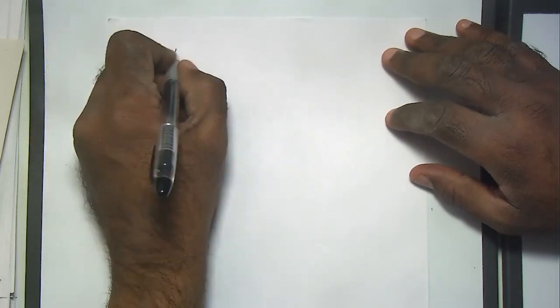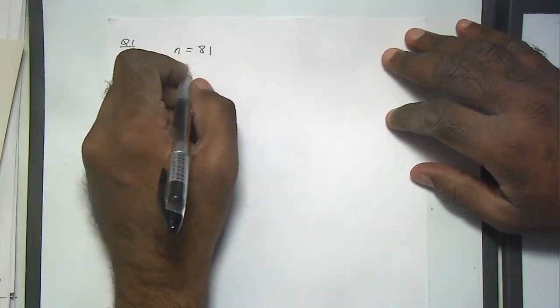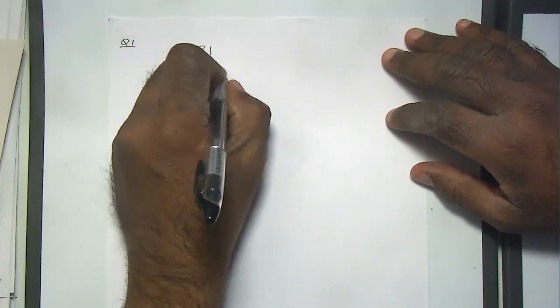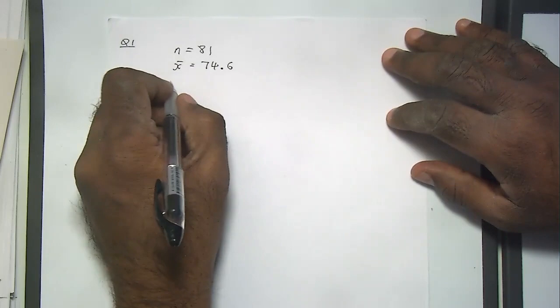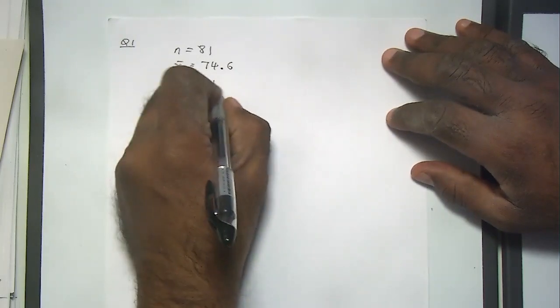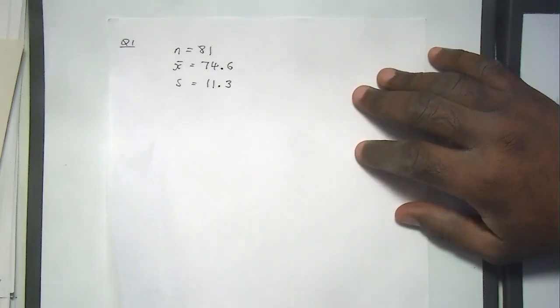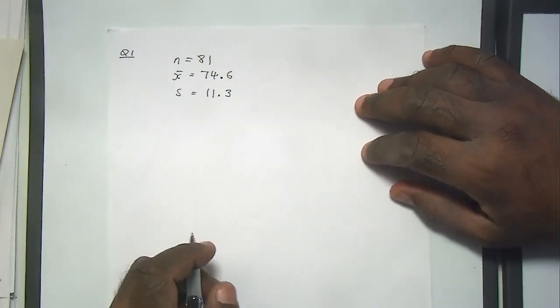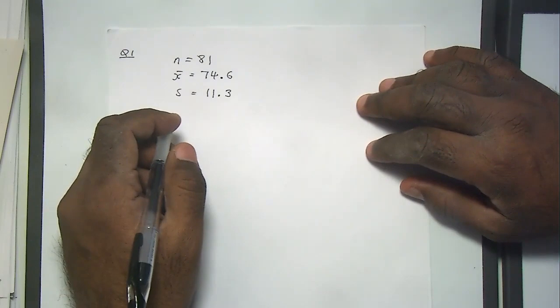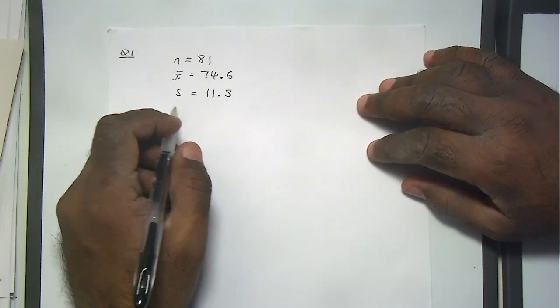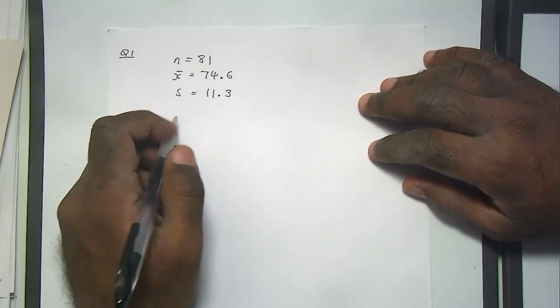Right, let me do this. Question 1 says n equal to 81, x bar equal to 74.6, and s is equal to 11.3. Right? So based on this, which formula should you use? You should use the second one, because it doesn't say that the variance is known. It only gives you the value for s, the sample standard deviation. So you need to use the second formula, right?